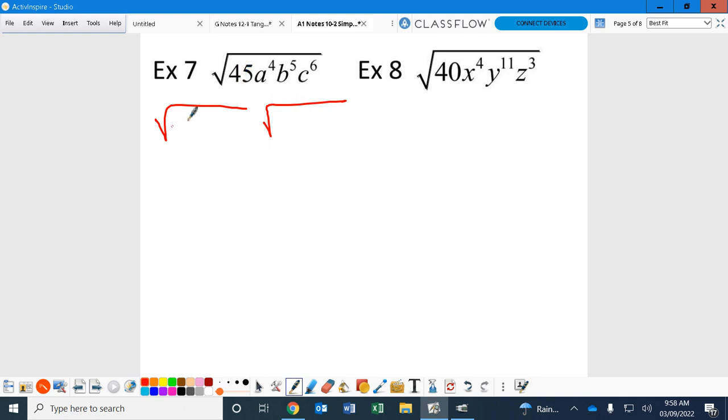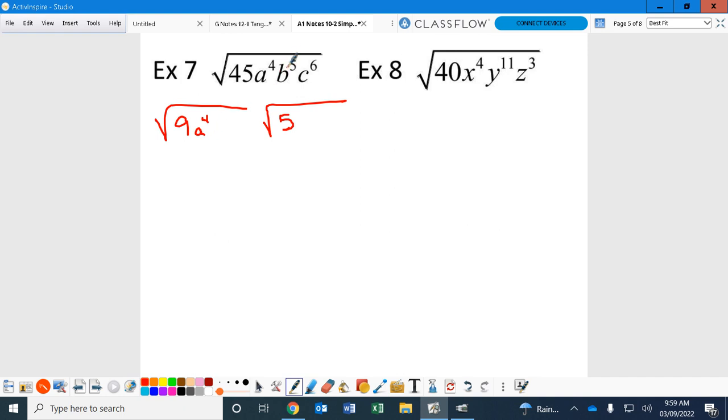What does 45 break down into? 9 and 5. Okay, start with that. Guys, even powers go on the left. If they're odd, then you have to take all the evens you can out of it and put the odd one over on the right. Okay, guys, look at it. It's a to the 4th, which can divide by 2. It's an even power. It goes over here. That's it. We'll deal with that in a second.